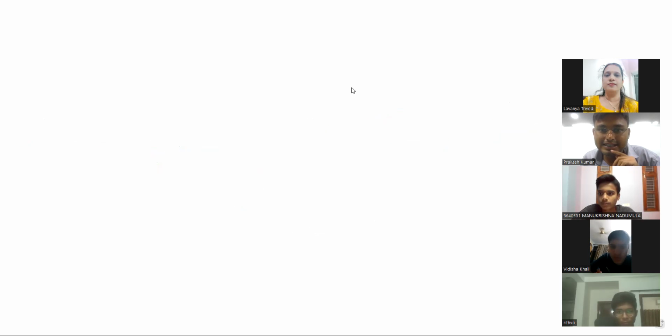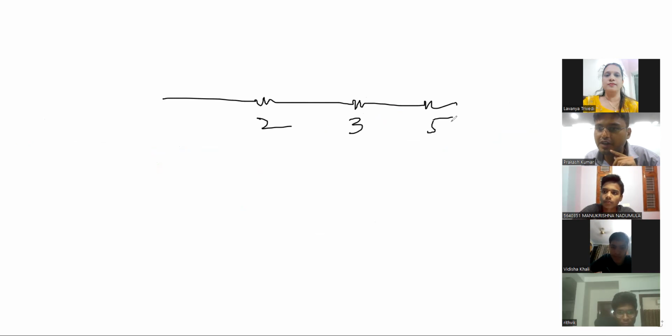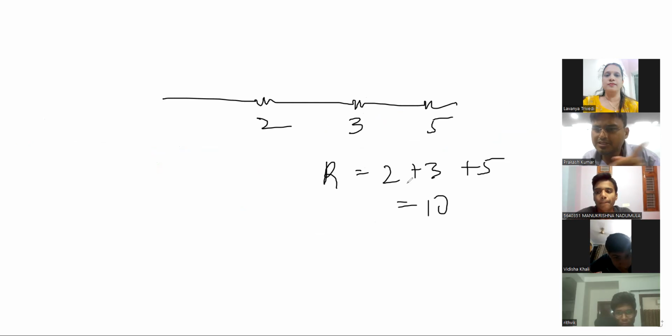All of you know when the resistances are in series, for suppose this one is 2 ohm, this one is 3 ohm, this one is 5 ohm. What we do in series, Lavanya? R equal to 2 plus 3 plus 5, that is equal to 10. In series, we simply add, when there is no chance of current dividing, right? So we simply add.